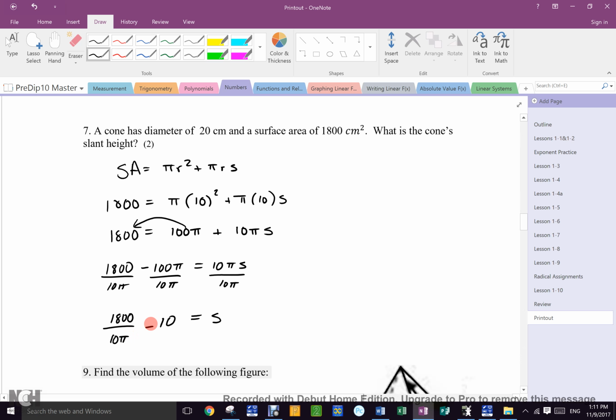Now, if you got to there, I'll give you the full 2 marks. But since I wanted a slant height, you should have gone one step further and actually given me an estimated number, which is somewhere around 1,800 divided by 30 is 60, minus 10, somewhere around 50.